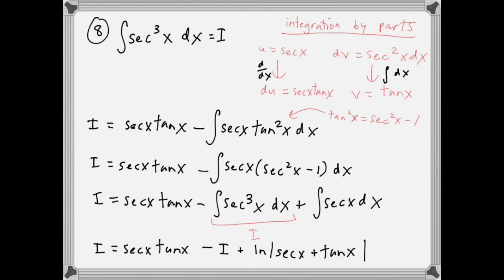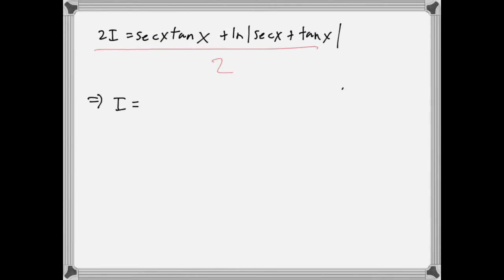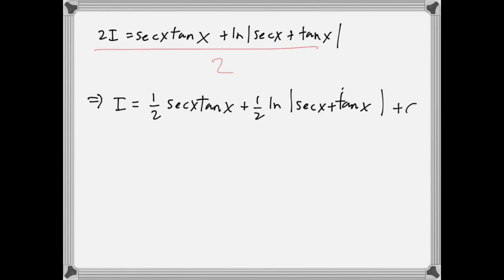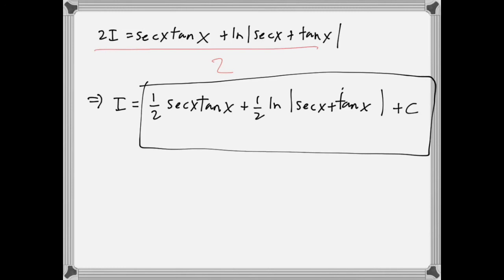Okay. So remember the trick from integration by parts. We can actually take this guy, we can add I to both sides of this, and we could solve for I algebraically. So if we do that on the next page, we get 2I equals secant x tan x, and then I think we had plus the natural log of secant x plus tan x. Okay, and so divide everything by 2. We end up with I equals 1/2 secant x tan x plus 1/2 the natural log of secant x plus tan x, and then plus c. And so we've got our answer there.